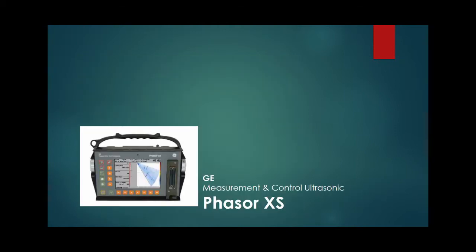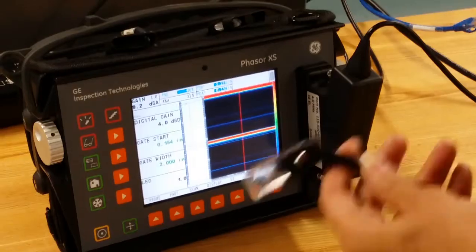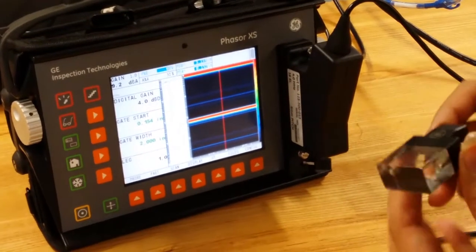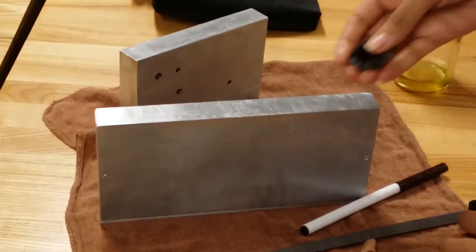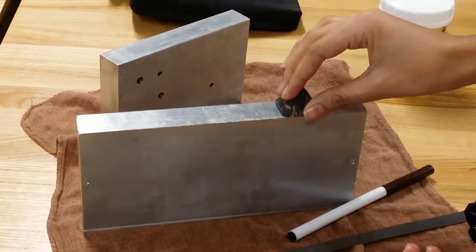Phaser XS consists of a transducer, and at the end of this wire is the pulsar and receiver, which is placed over the specimen to be tested. This apparatus also has a probe that can test the flaws at an angle rather than a straight line if the path of the flaw is blocked.